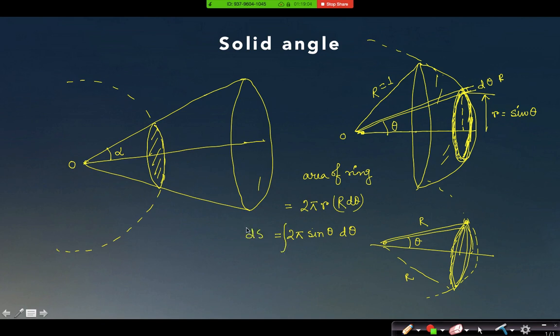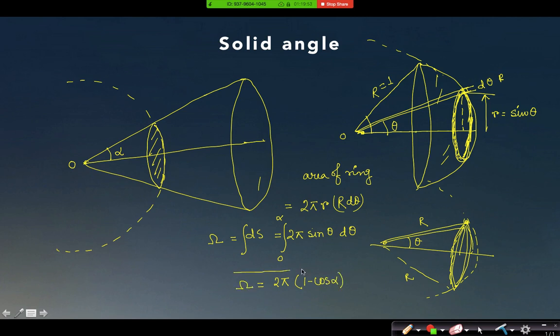If I integrate this ds, I can find the total surface, and that surface area is nothing but the solid angle. What should be my integration limit? 0 to alpha. This angle is alpha, it is not a hemisphere. So can you tell me what is the integration? Minus cos theta. When you put the limits, what will come? 1 minus cos alpha.